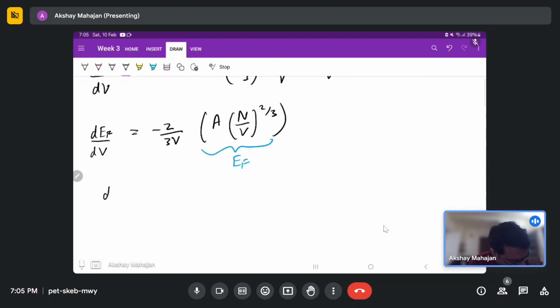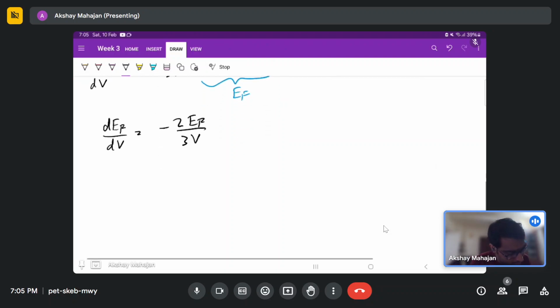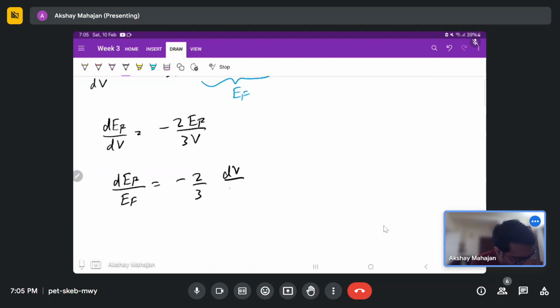So I will have dEf by dV is equal to minus 2 EF by 3V, right? I will have this thing. So from here, what I can write is dEf by EF is equal to minus 2 by 3 of dV by V.